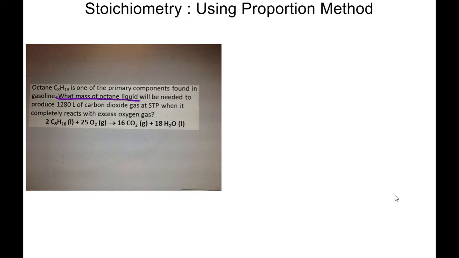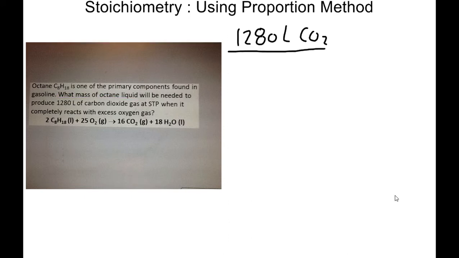The proportion method that I would like to model will always use two fractions. The first fraction will simply be the given information from the words in the numerator and the desired information from the words in the denominator. The given quantity is now written as the numerator of the first fraction, 1,280 liters of CO2. The desired quantity is always the unknown amount. Therefore, I like to refer to it as X.